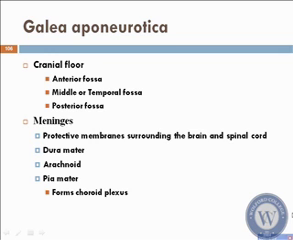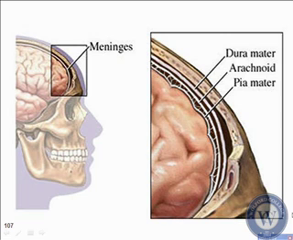The meninges are protective membranes surrounding the brain and spinal cord. The dura mater is the outermost layer. There's actually a dual layer of thickness on your skull, okay? Followed by the arachnoid, which is next, and then you have the pia mater. The pia mater eventually forms the choroid plexus, and the choroid plexus is responsible for the production of CSF.